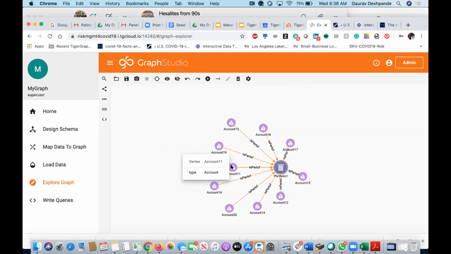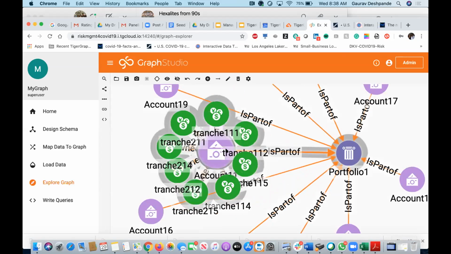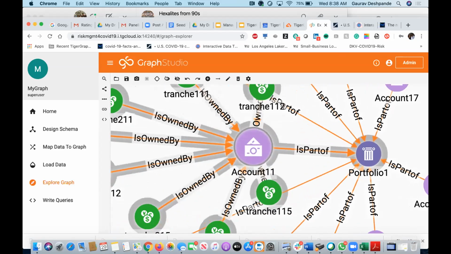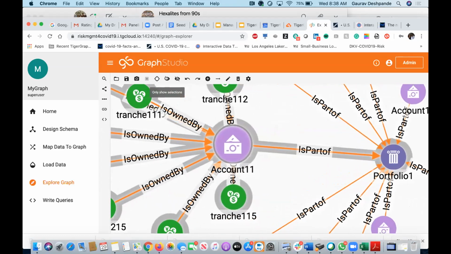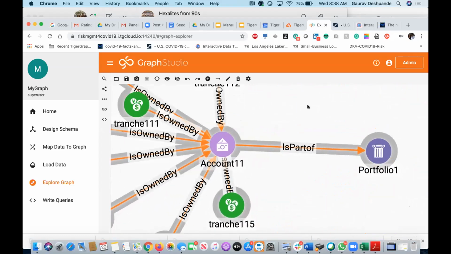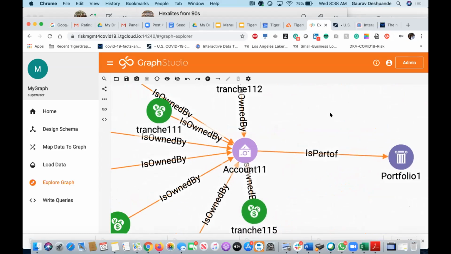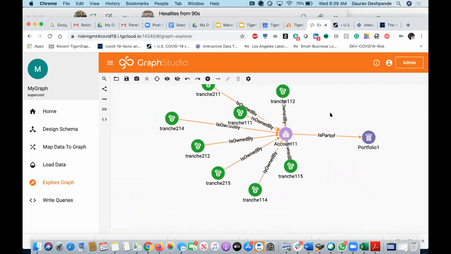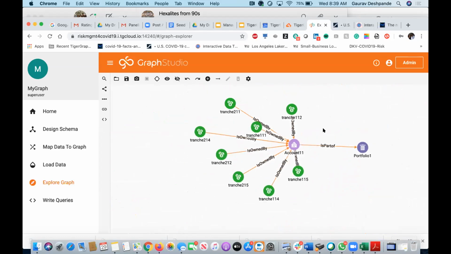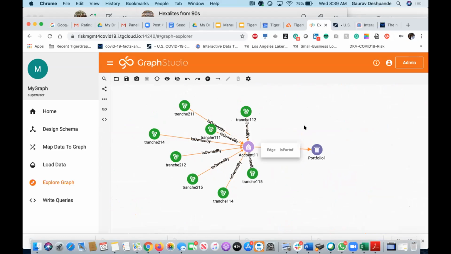I'm going to take this account and double click on it to see what CDO tranches are part of this. Now it's going to get very busy with all the other different accounts, so I'm going to limit it to show only the selection, just the account that we want to look at. As you can see, there are different tranches that are owned by this particular account.